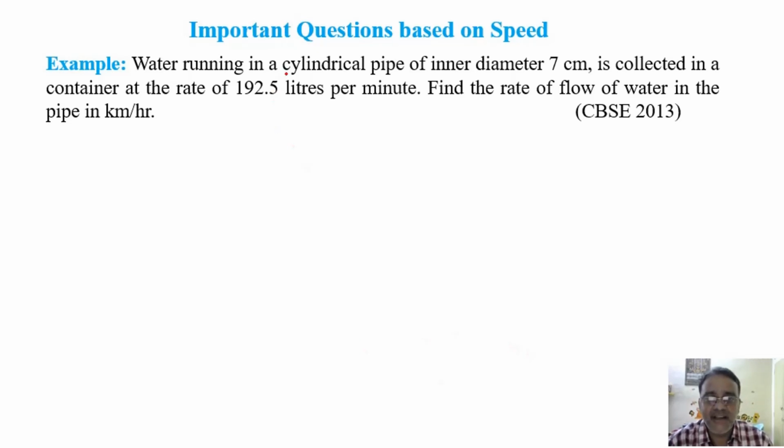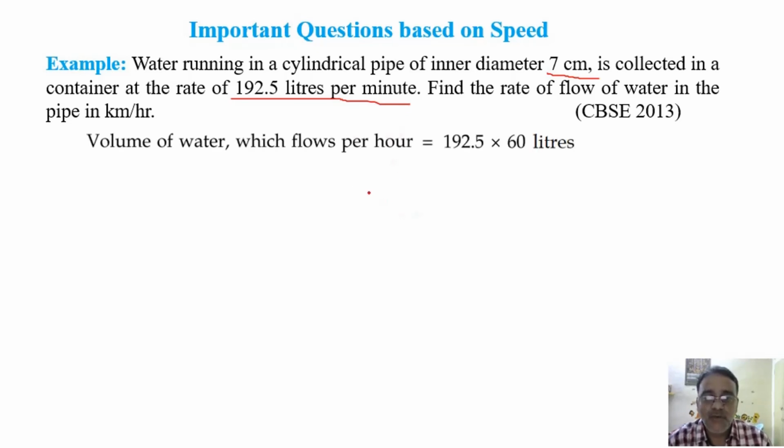Water running in a cylindrical pipe of inner diameter 7 centimeter is collected in a container at the rate of 192.5 liter per minute. Find the rate of flow of water in the pipe in kilometer per hour. Question is clear? Yes, sir. Now the volume of water which flows per hour: it is given 192.5 liter per minute, so for per hour we have to multiply by 60.